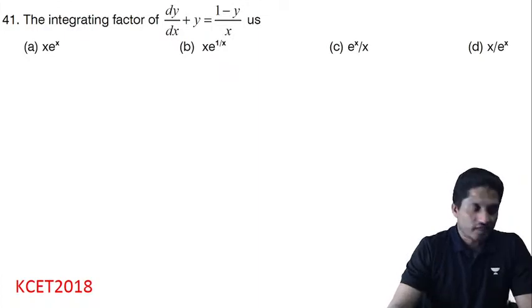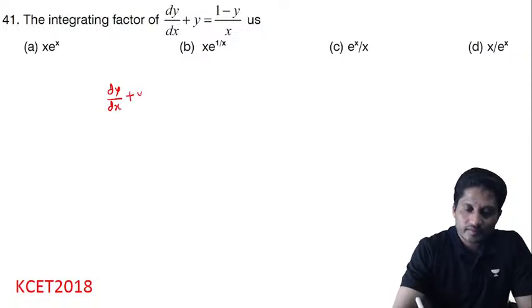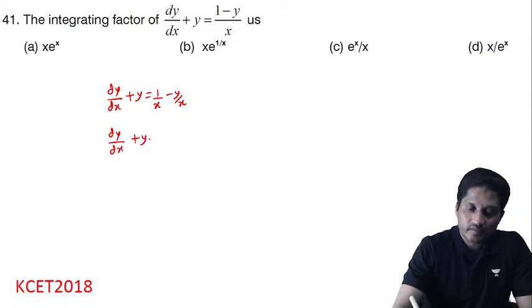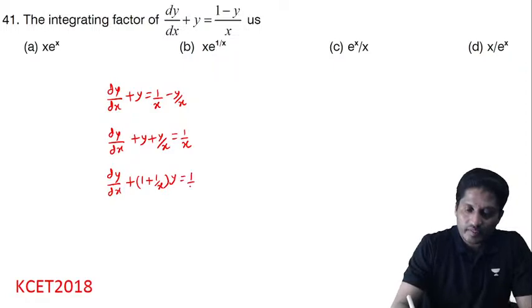What is the integrating factor of this? I can write dy by dx plus y equal to 1 by x minus y by x, right? So if I shift it to the left side, it is dy by dx plus y by x equal to 1 by x. Now dy by dx plus, if I take y common, it is 1 plus 1 by x into y equal to 1 by x.